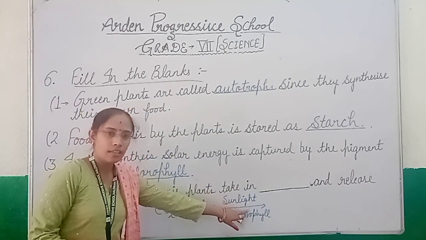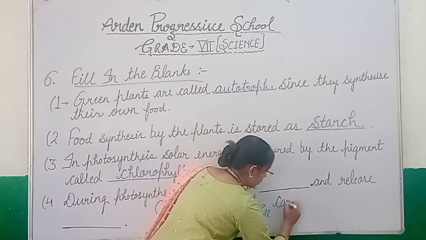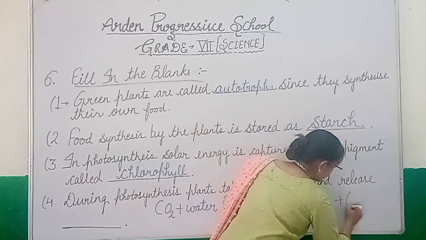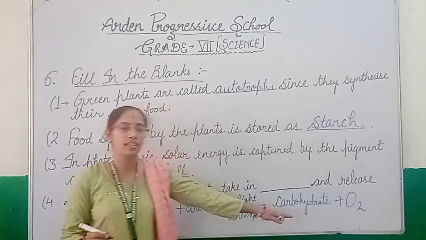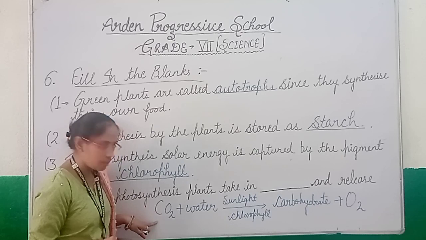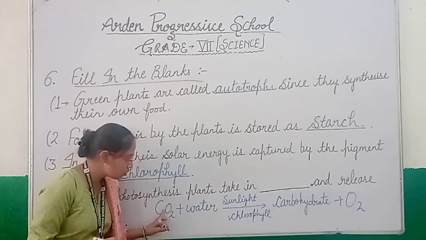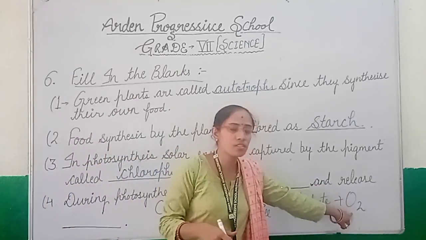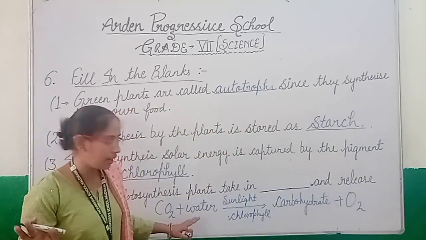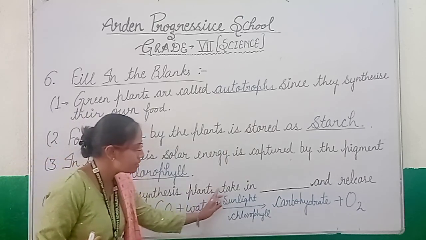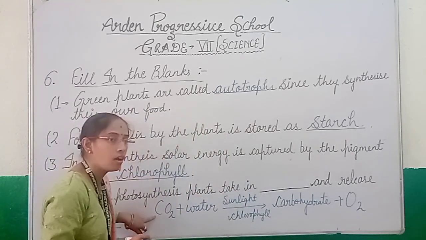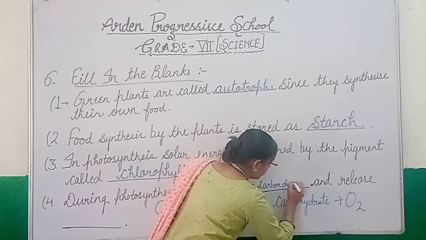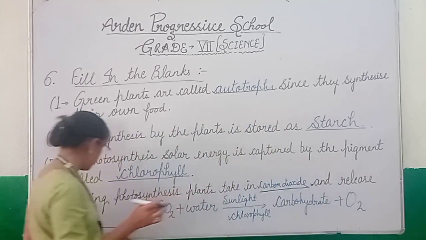Then it makes carbohydrate that is the form of food. Carbohydrate, and the gas O2 means oxygen is released. So in this equation you see the carbon dioxide during the process of photosynthesis plants take in, and they release oxygen as their product. So during the photosynthesis plants take in which gas? Carbon dioxide. So here you can write carbon dioxide and releases oxygen.